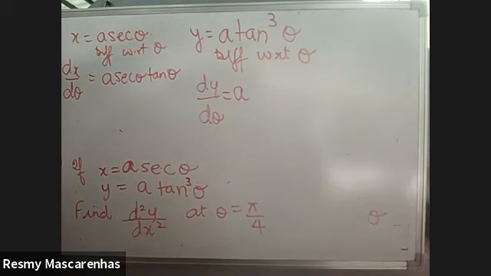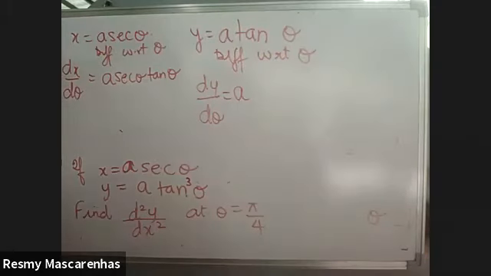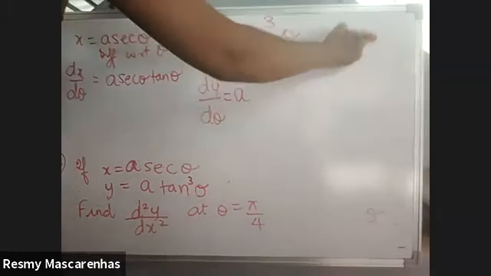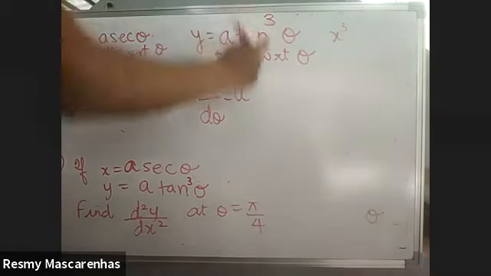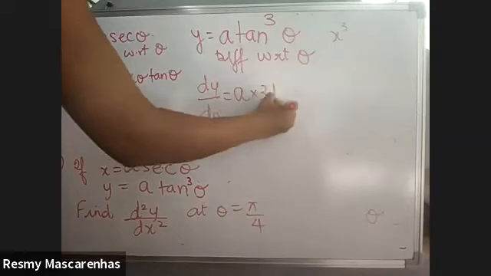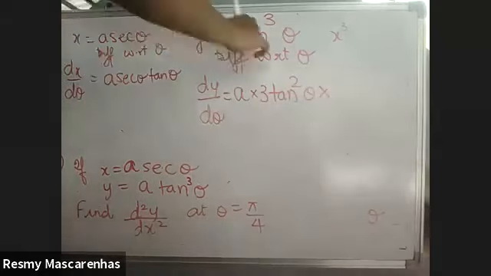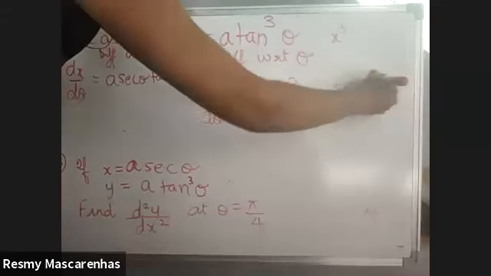Now, if this was simply tan theta, then derivative of tan theta would have been sec square theta. But now there's a cube. So it is same thing like x cube. So derivative of x cube is 3x square. So same way, this will be 3 tan square theta into extra derivative of tan theta. That would be sec square theta.